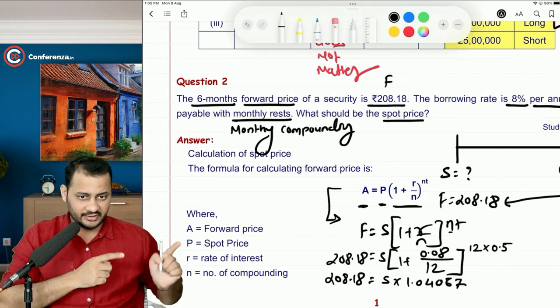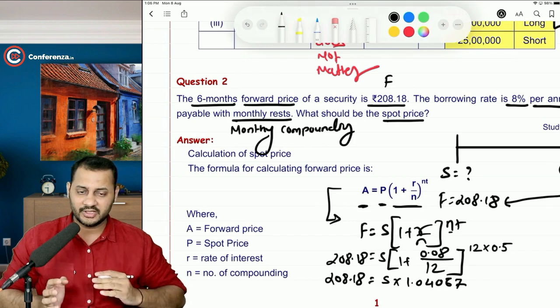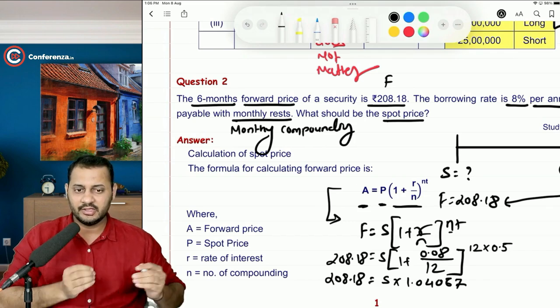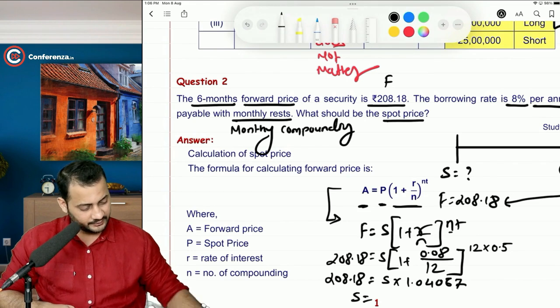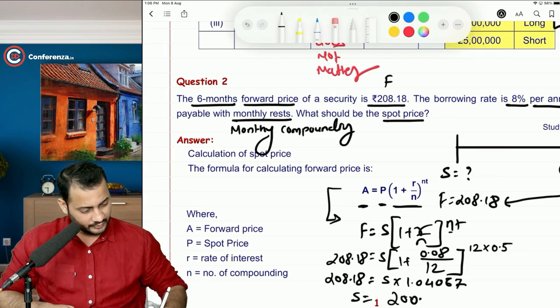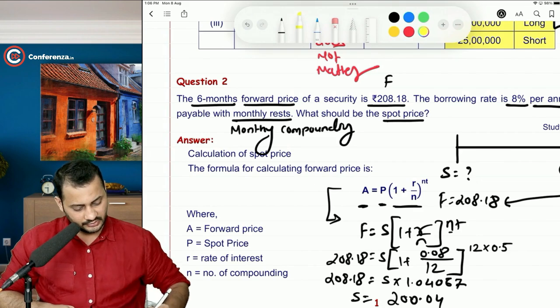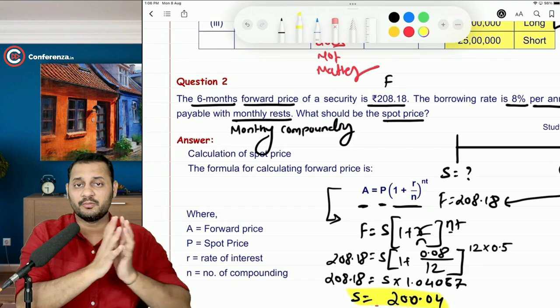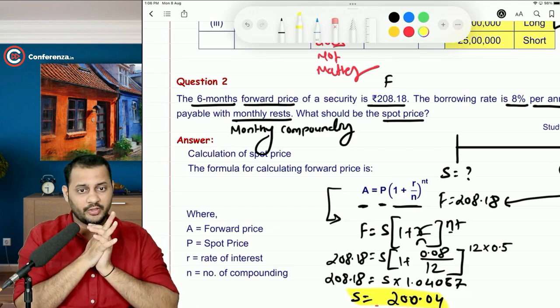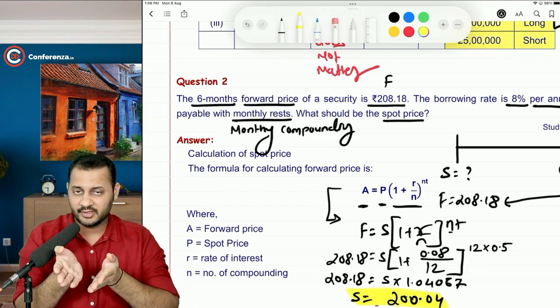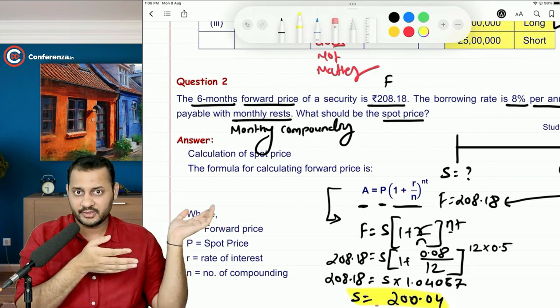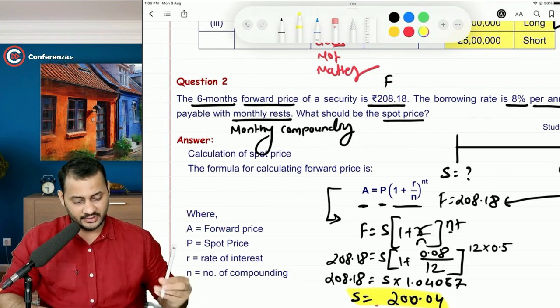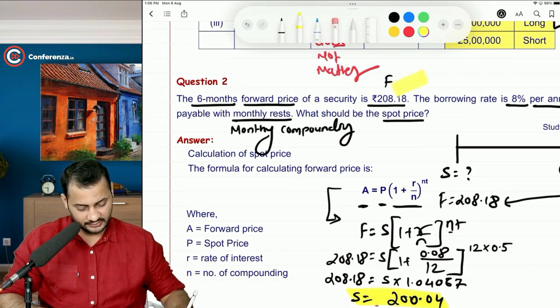So if you take that 1.04067 on the left hand side and divide it by 208.18, then you will get the spot price, which will be 200.04. So this is your final answer. Today the stock is costing you in the spot market at 200 rupees. You can either take a position in the spot market or take a position in the forward market. If this forward price, see, this is the actual price.